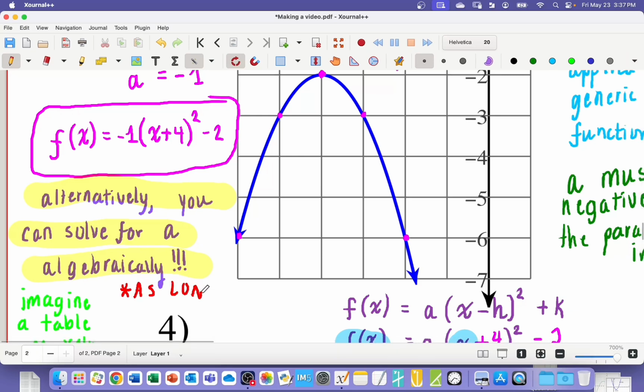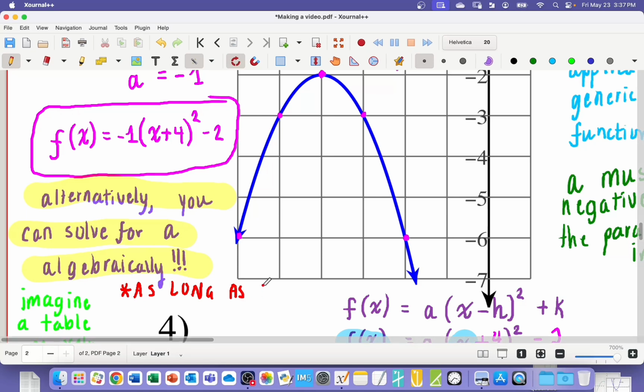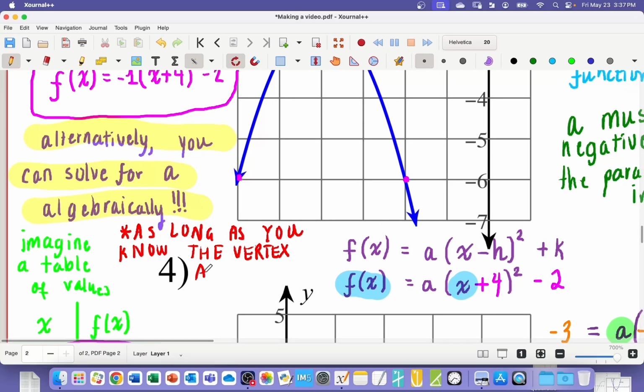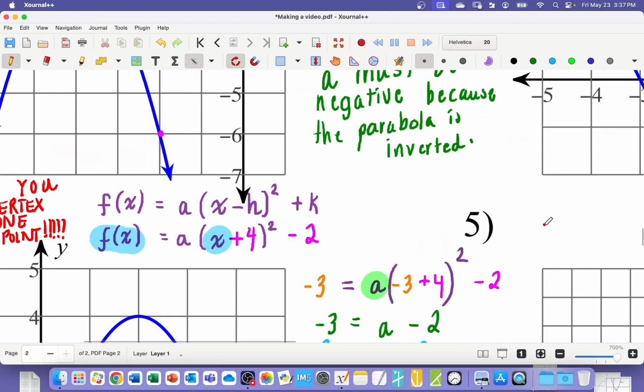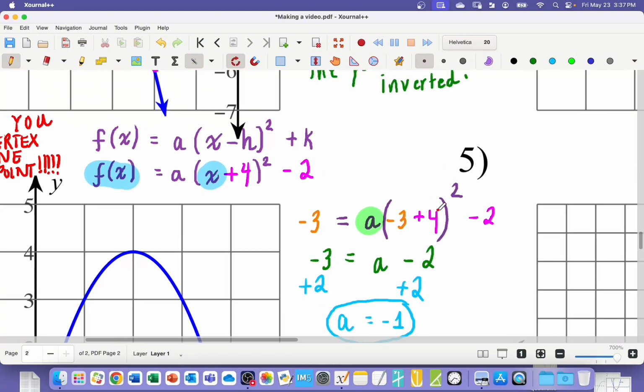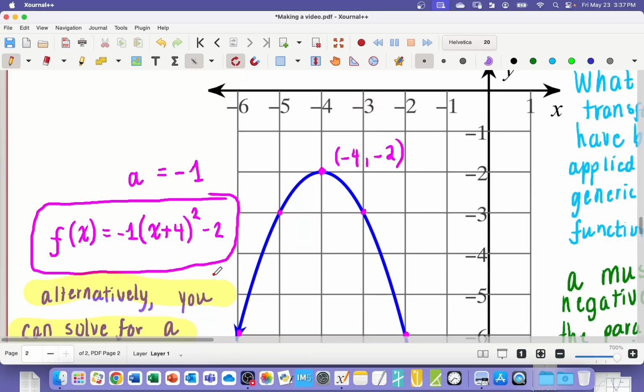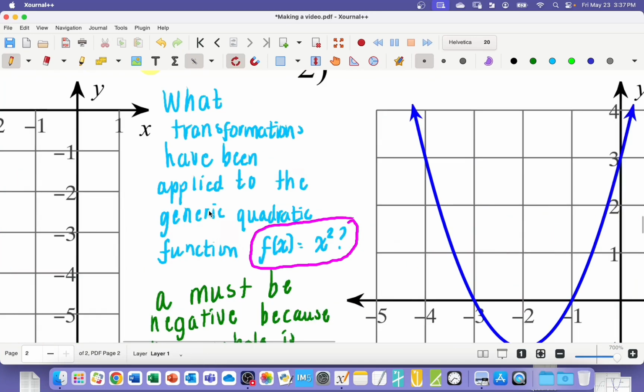So you can always solve for a as long as you know the vertex and one other point. Because by that point, I would have known a is -1. I could have plugged all that in. I would have gotten the same answer I got before. So let's just do one where it's not.